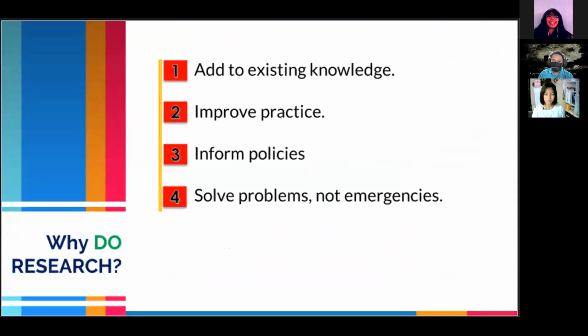Next, why do research? Bakit nga ba natin ginagawa yung research? Here are some of the reasons. First, it adds to existing knowledge. It improves practice. It informs policies. It solves problems, not emergencies. It is also said that humans are intuitive scientists. Parang innate sa mga humans yung pagiging scientist.